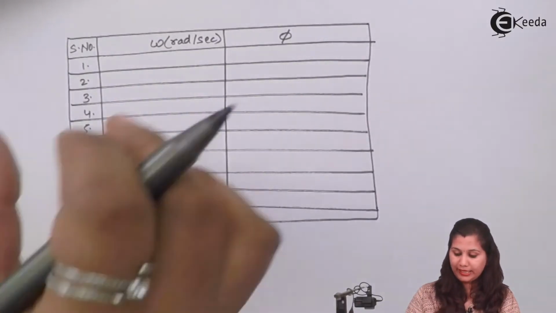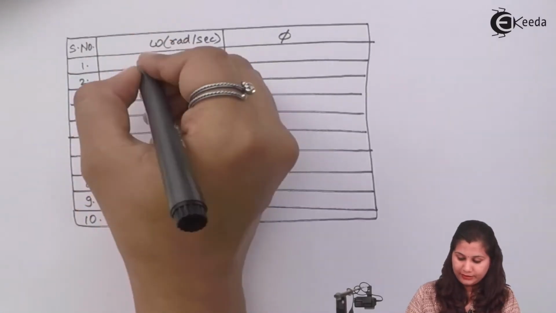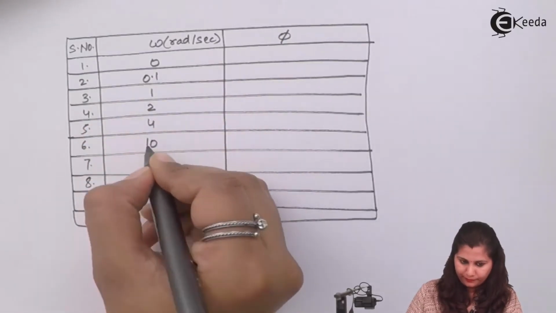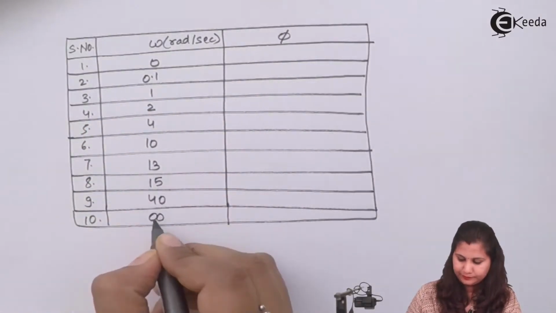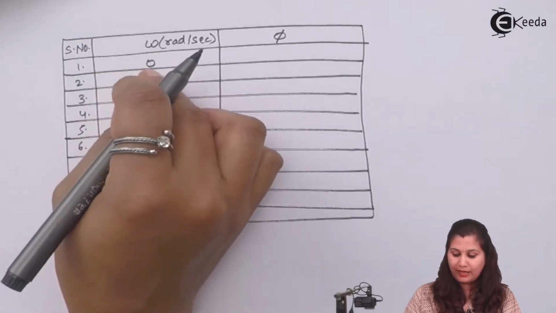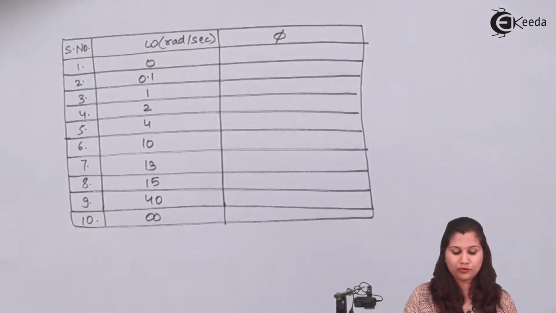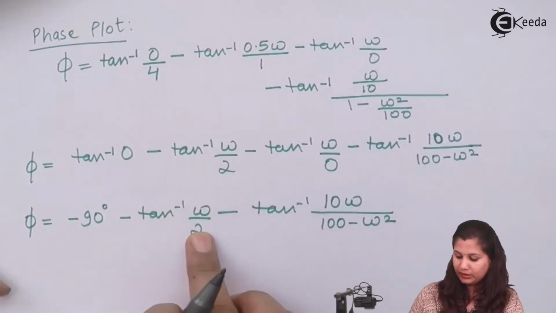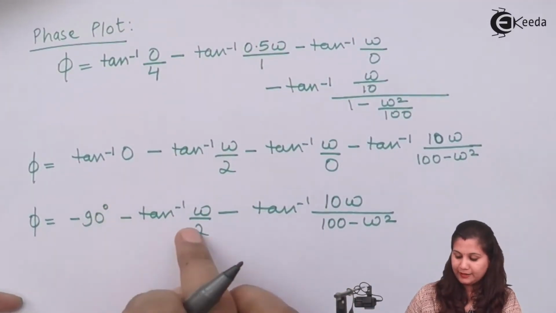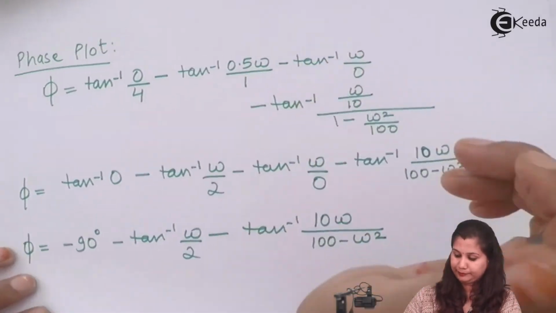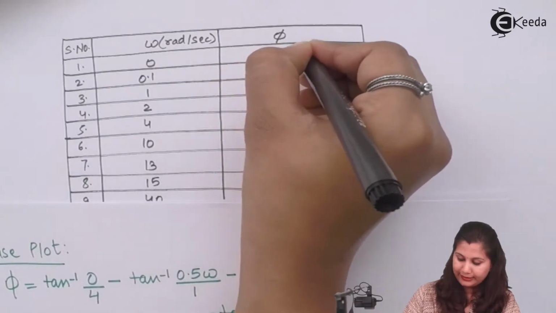So we are going to take 10 values of omega, like we will take 0, 0.1, 1, 2, 4. We have taken different values of omega, and now we are going to put these values in the phase angle equation which we have obtained, and then we will calculate the phase angle for the system. So first we will take omega equals to 0 in this. So minus 90 minus tan inverse of 0 minus tan inverse of 0. So our phase angle will be minus 90. So we will write here minus 90 degrees.